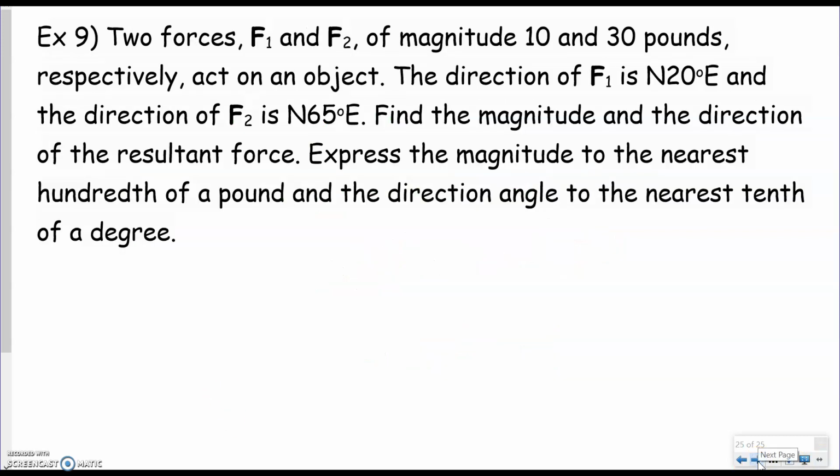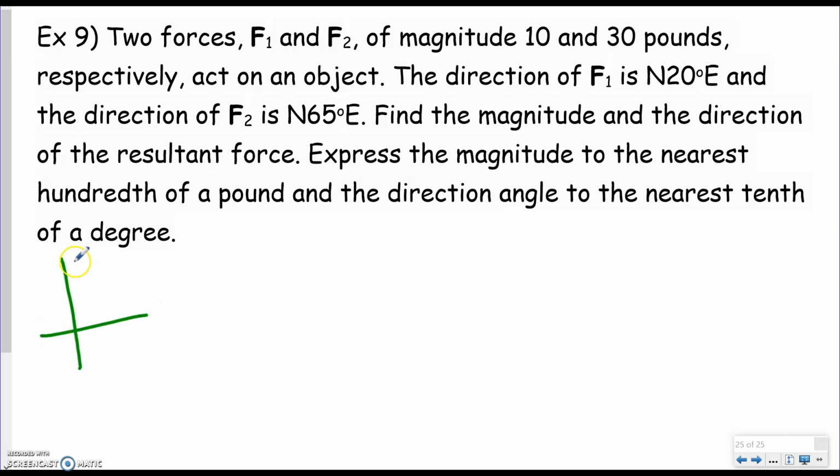Okay, last example is more complicated. It's giving you two forces, F1 and F2, of magnitude 10 and 30 pounds, respectively, act on an object. Okay, so we have two different people pushing a box or something like that. The direction of force 1 is north 20 east.